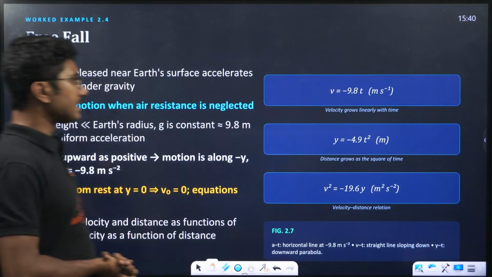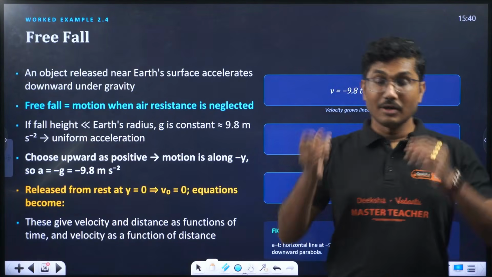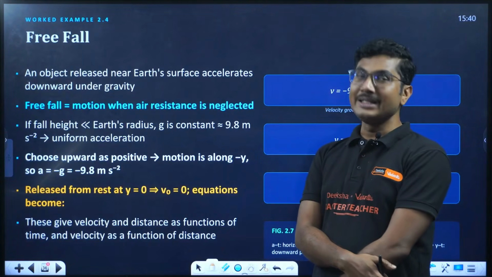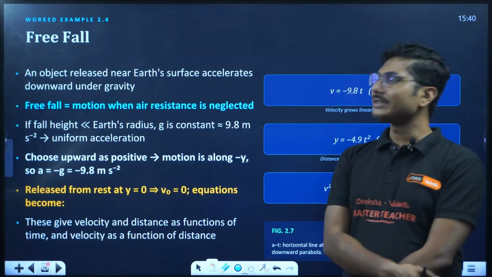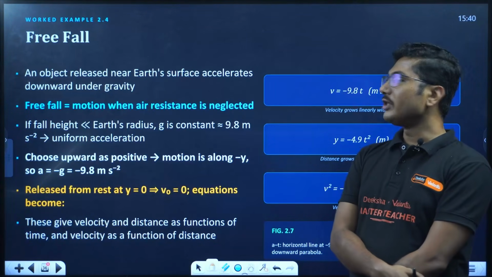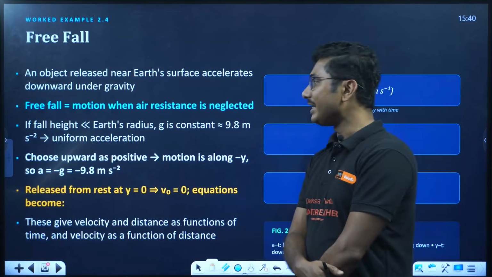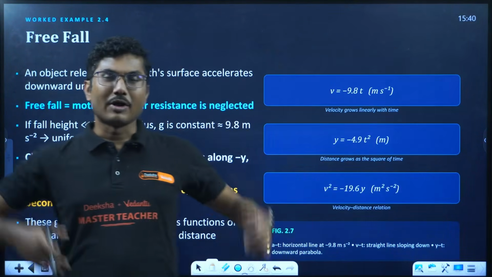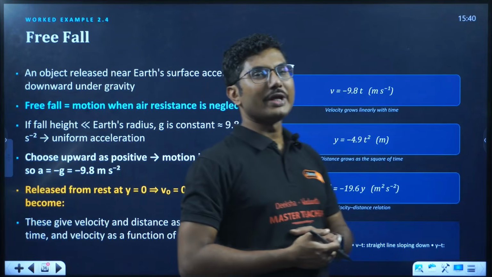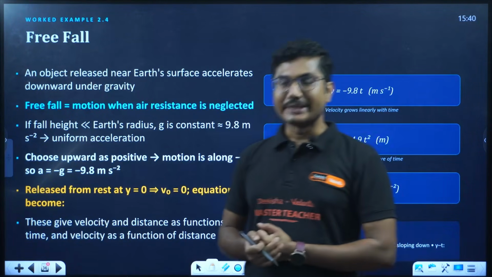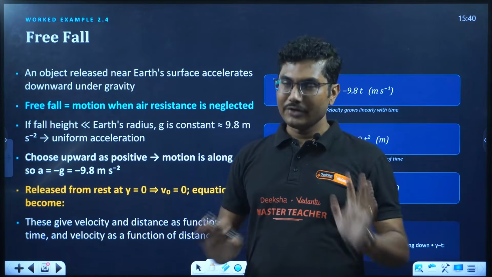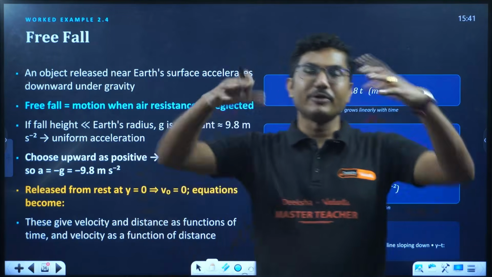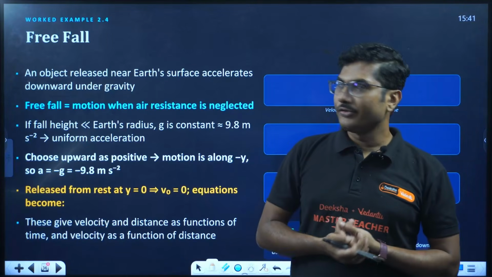Okay, now let us understand what is called free fall. Okay, free fall. What is free fall? Free fall means an object released near Earth's surface accelerates downward under gravity. Free fall is basically motion under gravity, okay, when air resistance is neglected. If an object is falling under gravity without any other external forces, then it is called free fall. Free fall means only gravitational force is acting on the object. If you are ignoring air resistance, or you are creating a vacuum, then it is called free fall.